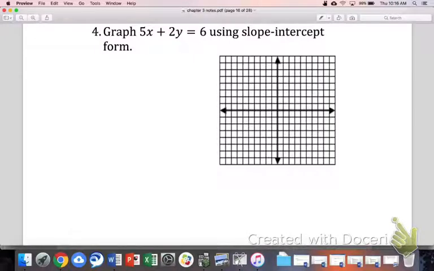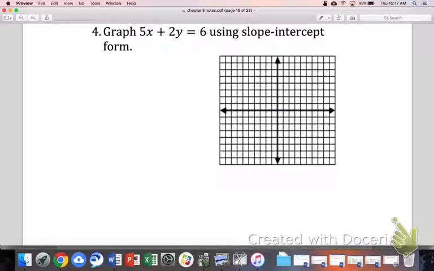So right now, 5x plus 2y equals 6. Is that currently in slope-intercept form, or is it not in slope-intercept form? How do you know that it's not, Alec? It's because the y is not by itself. The what is not by itself? The y. Keep paying attention. Thanks. All right, so the y is not by itself, so we need to get the y by itself before we can really do anything with this.